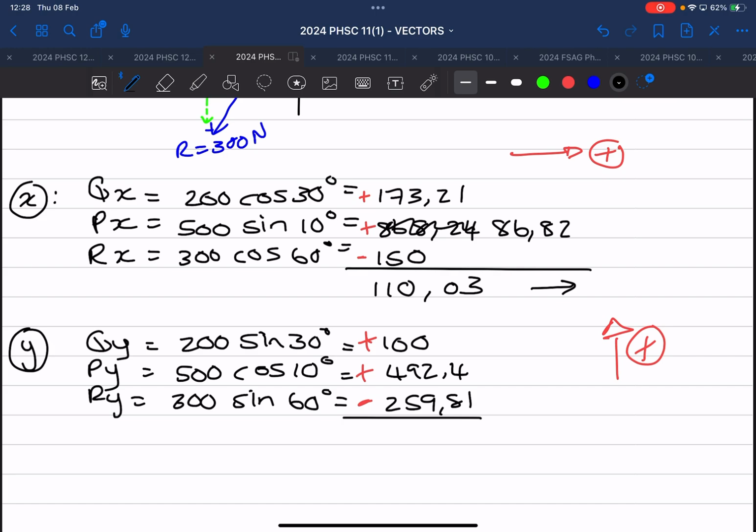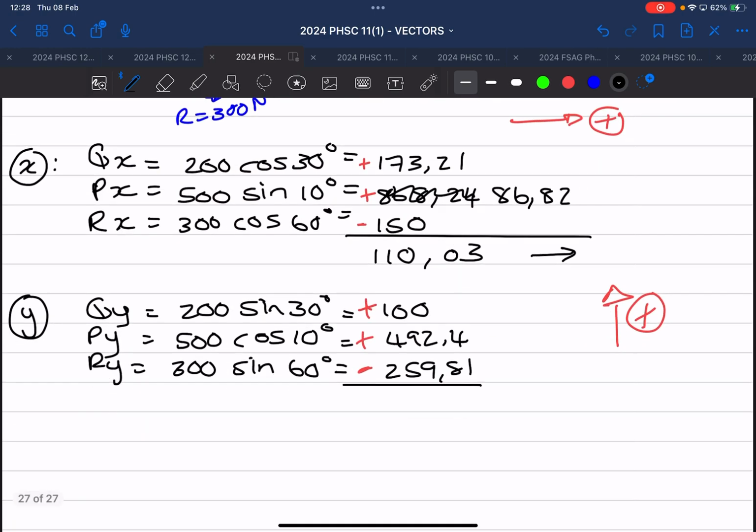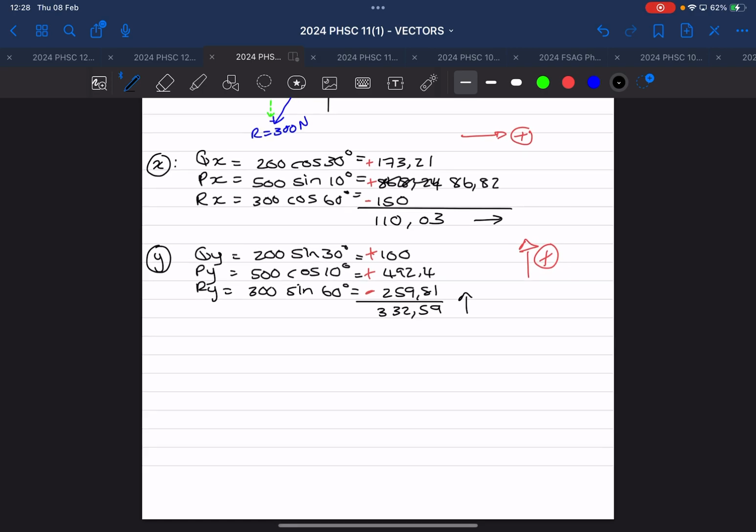And I get 332.59. Okay, again, I got a positive answer. I choose up to be positive, so it means it's up. Right? Then I'm going to draw them quickly. So I have it to the right is 110.03, and I have 332.59.